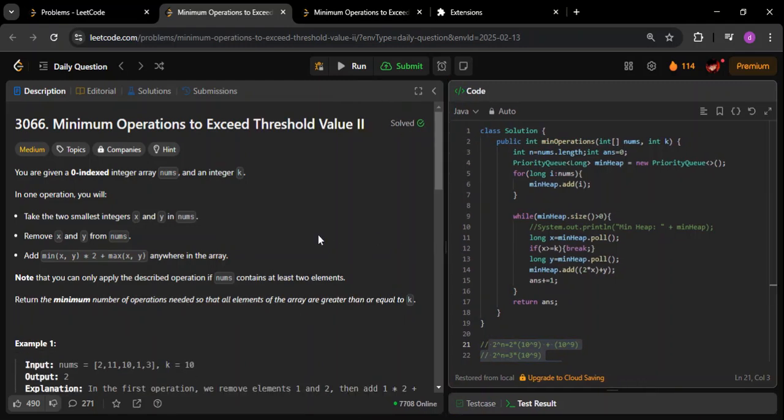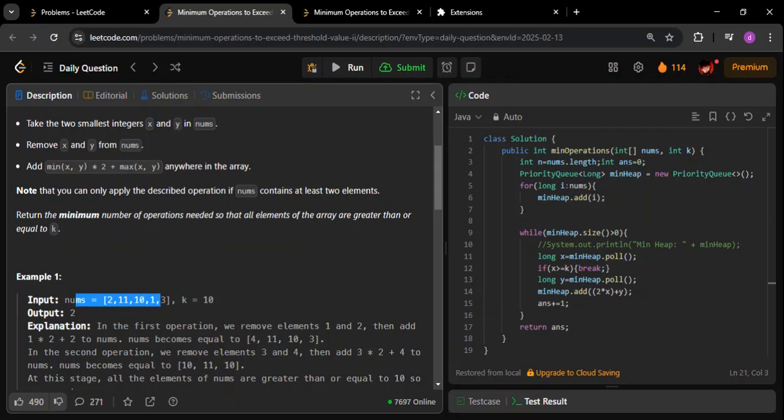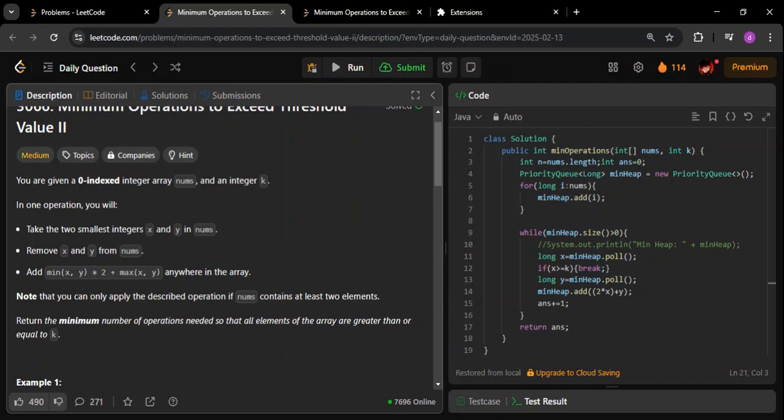So what we are given: you are given a zero-indexed integer array nums and an integer k. As you can see, it's a basic integer array and a value k, all positive integers here. In one operation you will do the following: take the two smallest integers x and y in nums. Remember, the word smallest means they have to be the smallest among all the numbers. Remove x and y from nums.